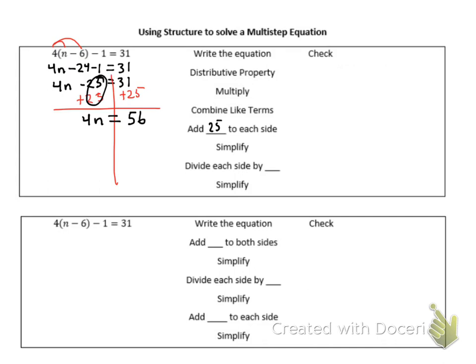Now that we've got 4 times n, we divide by the 4 because we're multiplying n by 4. So then 4 over 4 is 1. 1 times n is n. 56 divided by 4 equals 14. All right, so now we've seen how to find that one by using distributive property and then combining our like terms.